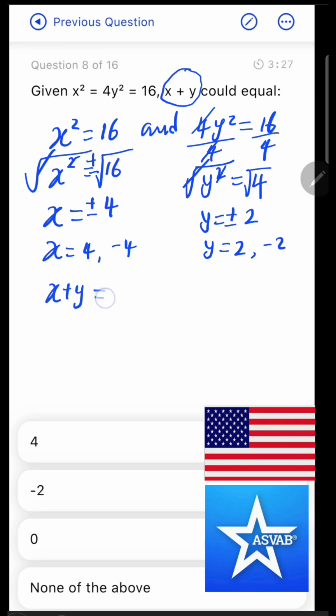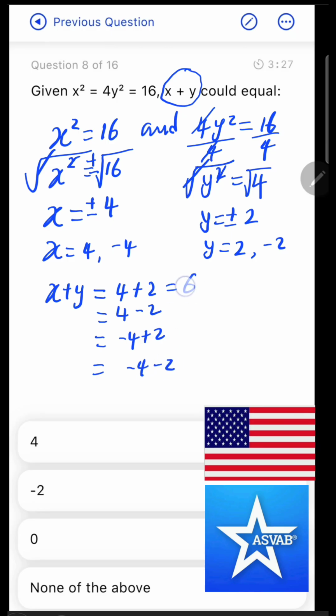So x plus y now will be equal to, as you can see, we are going to have 4 combinations here, because the first value of x is 4 and the first value of y here is 2. So we're going to combine them in 4 places. The first value is going to be 4 plus 2. Then the second is going to be 4 minus 2, which is the combination of this one and this one. Then the third one is going to be negative 4 plus 2, and the last one is going to be negative 4 and negative 2.